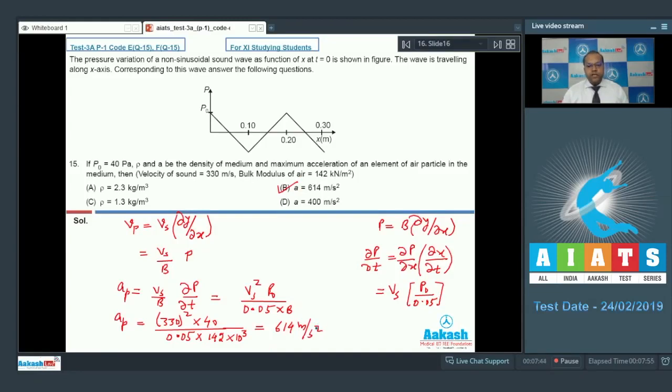Now, in order to calculate the density, rho can be written as B by V square. So this can be written as 142 into 10 to the power 3 divided by the velocity of sound in the medium, that is 330 squared. If I solve this, it comes out to be 1.3 kilogram per meter cube. So option C is correct and A is wrong. The correct answers for question number 15 are options B and C. Let's move to question number 16.